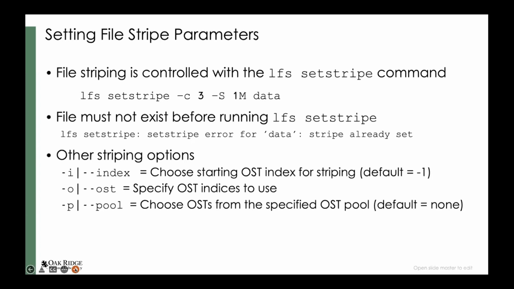Some other options that are much less frequently used would be dash i or dash dash index, which lets you choose the starting OST index for your striping. In general, this defaults to -1, which tells the Lustre file system to make a choice about where to start. And you can even specify dash o or dash dash ost if you want to list explicitly the OST indices to use. Again, these are ones that normally users probably shouldn't be using unless they know a lot about exactly what they're doing. Otherwise, you could end up creating a bunch of files on specific OSTs and end up filling them up.